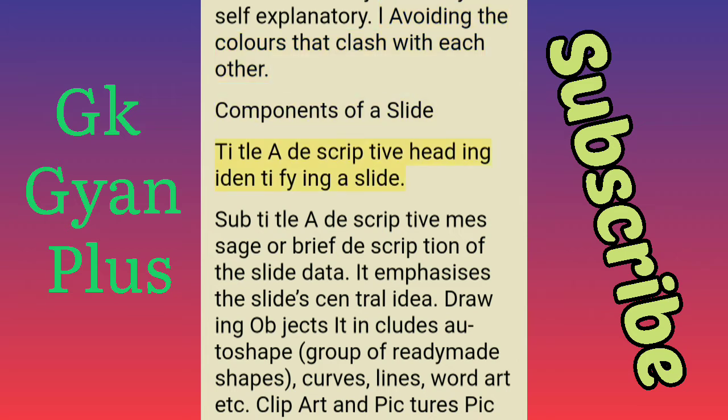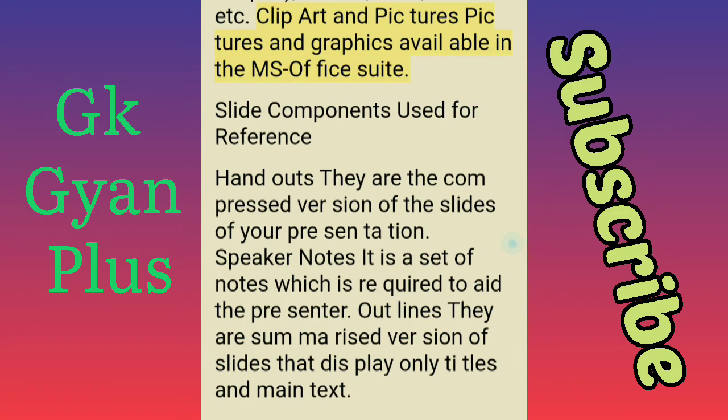Components of a slide. Title, a descriptive heading identifying a slide. Subtitle, a descriptive message or brief description of the slide data. It emphasizes the slide's central idea. Drawing objects, it includes autoshape, group of ready-made shapes, curves, lines, word art, etc. Clip art and pictures and graphics available in the MS Office suite.